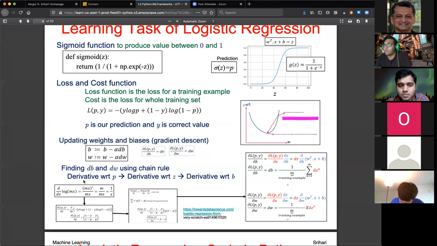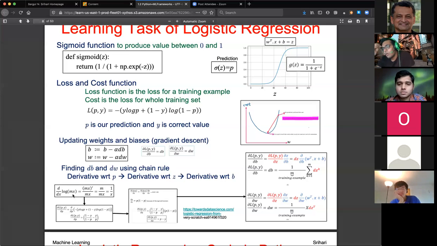So we are going to compute the derivative with respect to P, which leads to computing the derivative with respect to Z, which leads to computing the derivative with respect to B. What we are really after is computing the derivative with respect to B. That is what's going to be used to change the values of B and W. So with this math, you have to have a little patience now to look at these boxes.